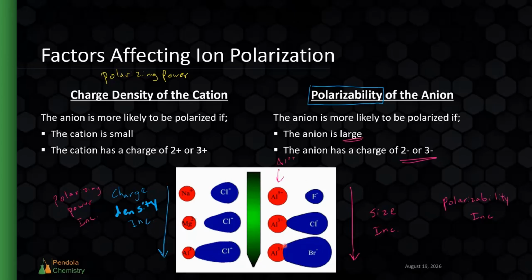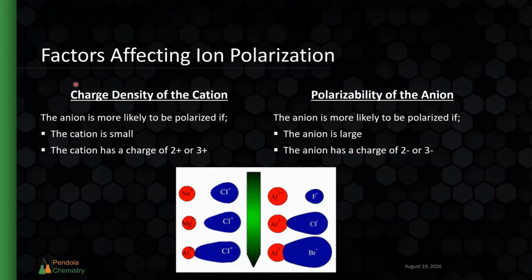The polarization of an anion in an ionic compound is going to depend on the polarizability of the anion, meaning the larger it is or the more highly charged it is, the more polarizable it's going to be, and the polarizing power of the cation. The higher the charge of the cation and the smaller the cation is, the more polarizing power it will have, because its charge density is higher.